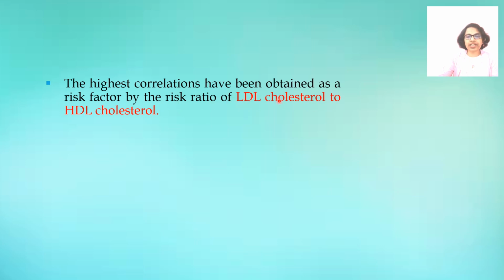The highest correlation has been obtained as a risk factor by the risk ratio of LDL cholesterol to HDL cholesterol. If HDL in our body is more, then obviously LDL will decrease. If LDL is more, HDL will decrease. It is always opposite. That's why we need to manage our HDL cholesterol level well, because if we have good HDL, we are free from heart problems.